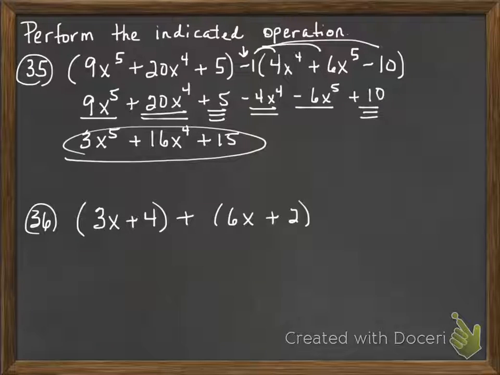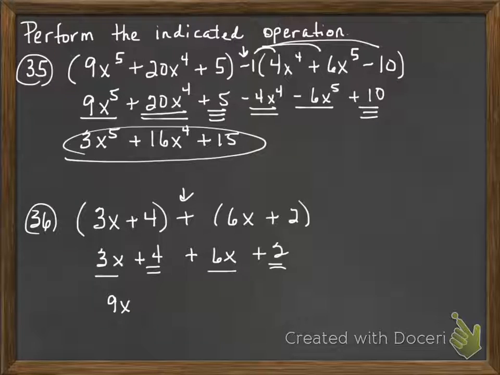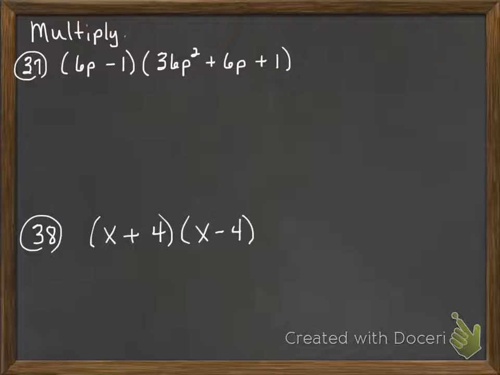In number 36, the indicated operation is adding. When we're adding, we just bring down all the terms. None of our signs will change when we're adding. Our signs only change when we're subtracting, and we change the signs of the terms that are in the parentheses that we're subtracting. So we're not subtracting here, so we can just drop the parentheses, underline our like terms, 3x and 6x combine to be 9x, 4 and 2 combine to be 6. So we get 9x plus 6.